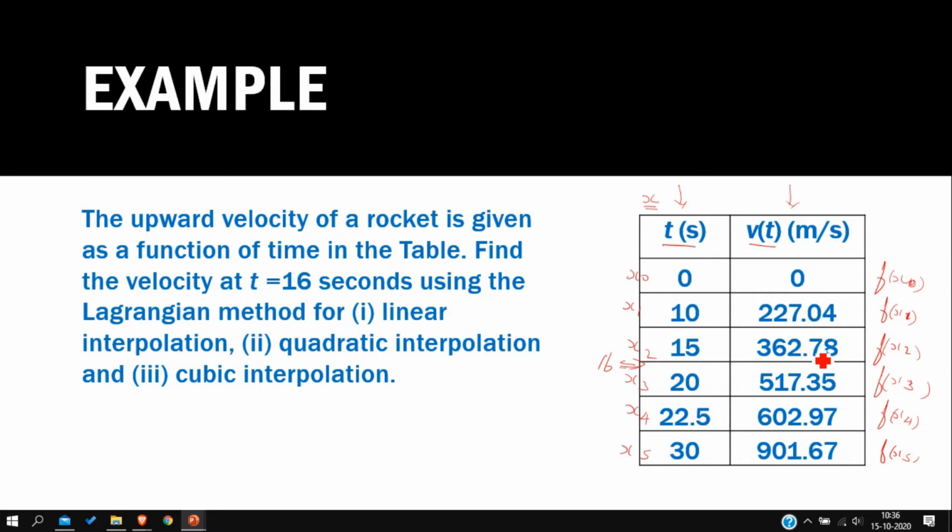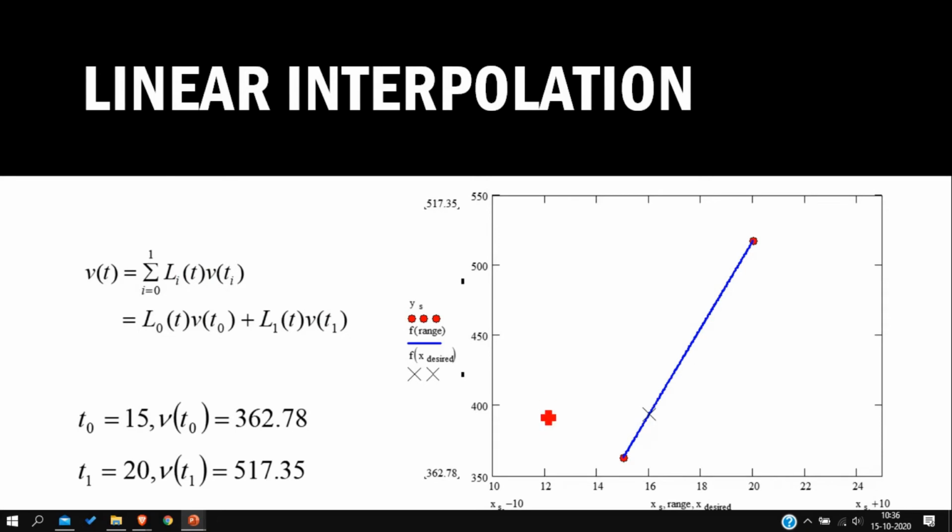Here it is V of t0, that is 362.78. Then V of t1, that is 517.35. Let's see how we will be doing it. As I said, it is a linear interpolation, so it is starting from x is 15, so this point, and this is 20, so this is the second point. So this is the straight line joining these. And the 16 will be somewhere here. If we draw a vertical line from 16, this is the point.